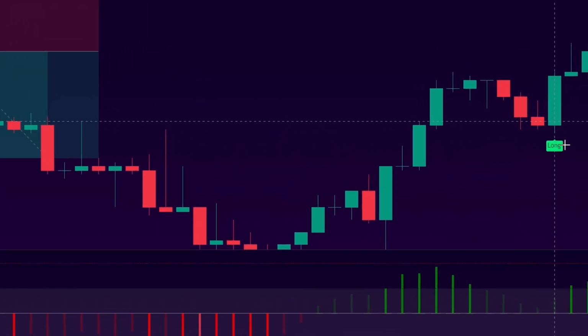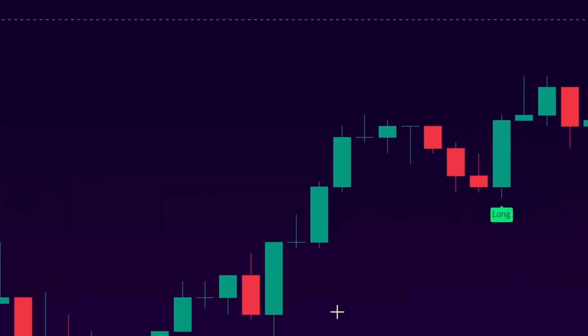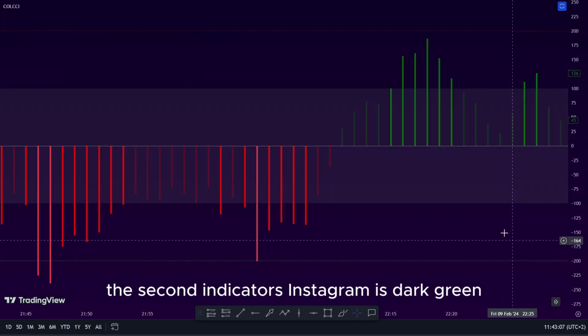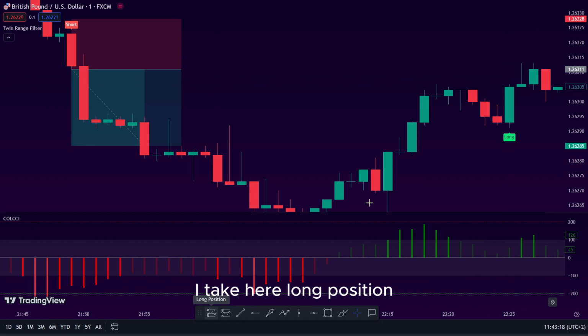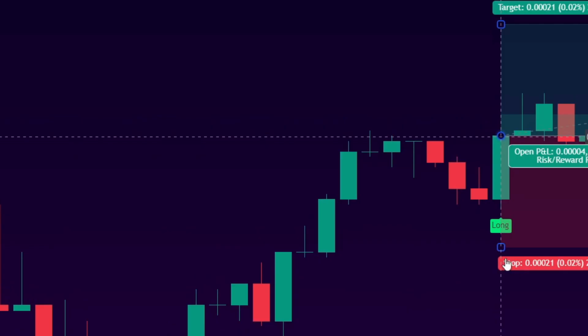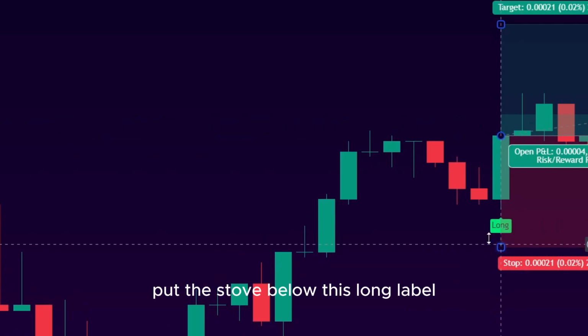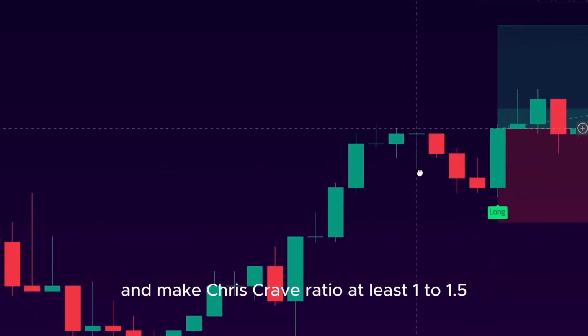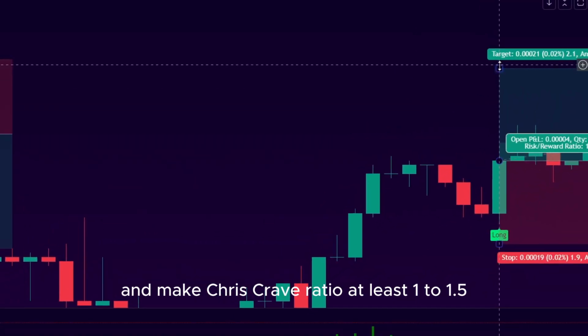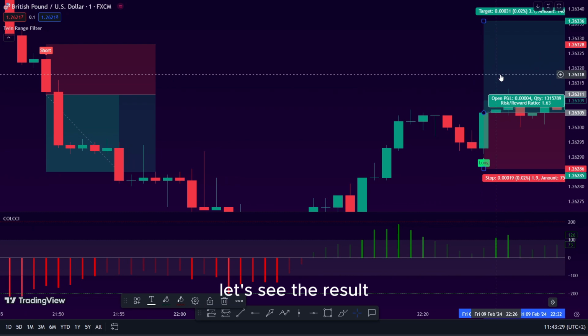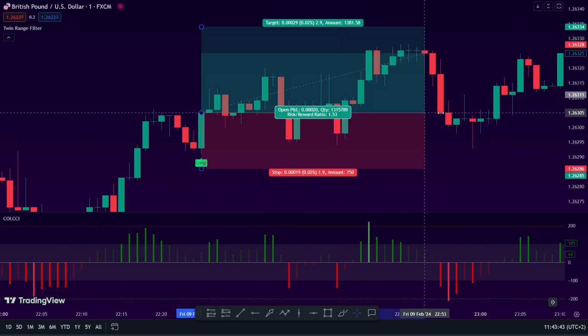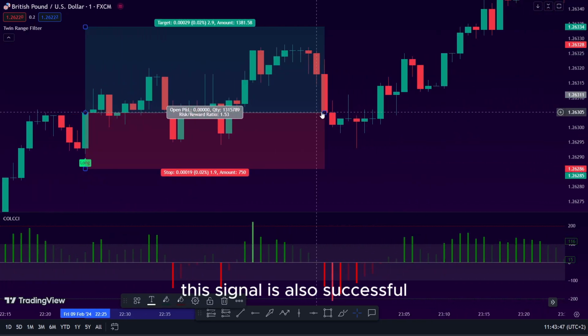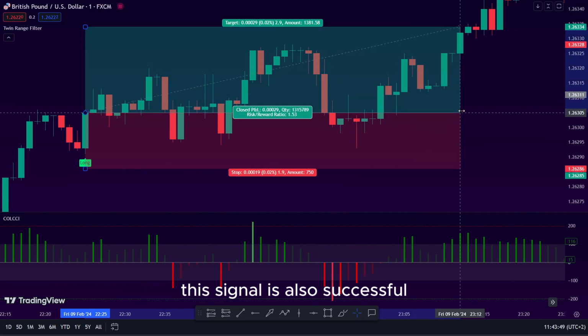We get here a long signal from the first indicator. The second indicator's histogram is dark green. I take a long position, put the stop below this long label and make the risk reward ratio at least 1 to 1.5. Let's see the result. This signal is also successful.